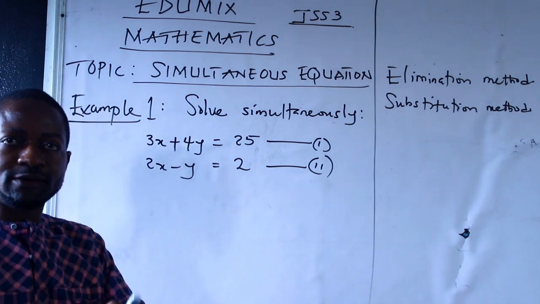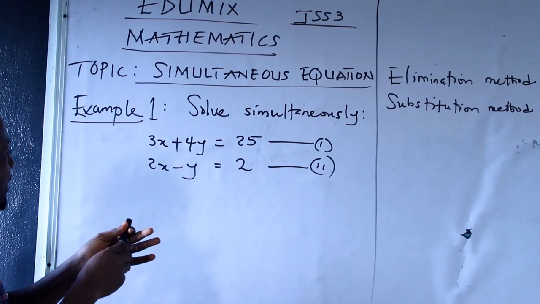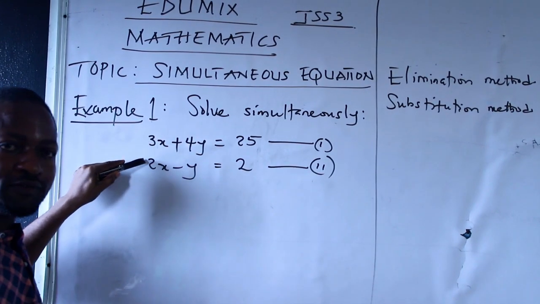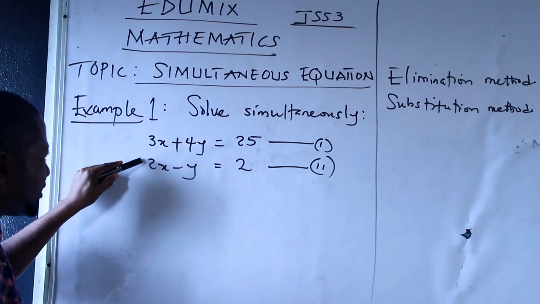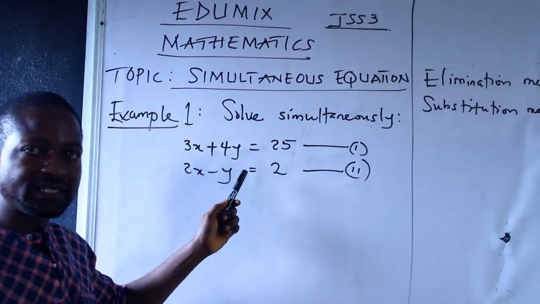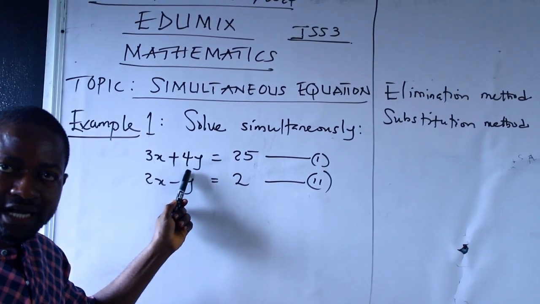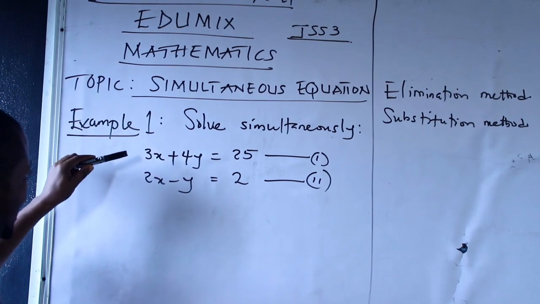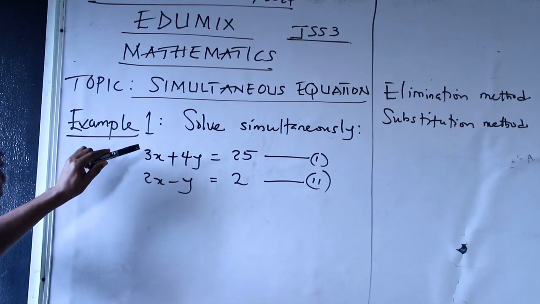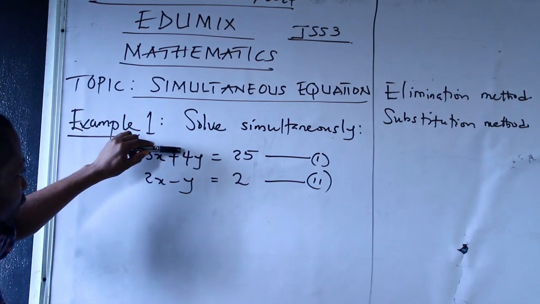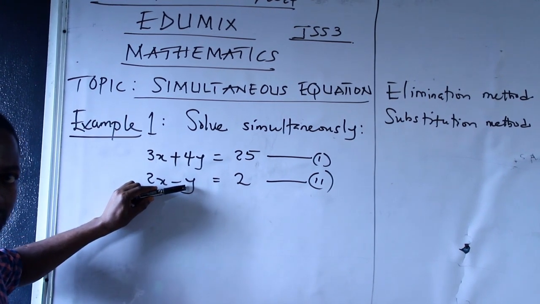If I've decided that I want to eliminate x, I have to make sure that the coefficient of x in equation 1 is the same as the coefficient of x in equation 2. Now, if I've decided that I want to eliminate y, I have to ensure that the coefficient of y in equation 1 is the same as the coefficient of y in equation 2. As you can see, the coefficient of x here is 3, here is 2. Nothing has been eliminated. Here is 4, here is just minus 1.